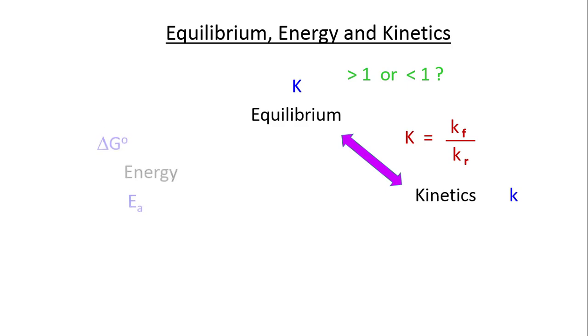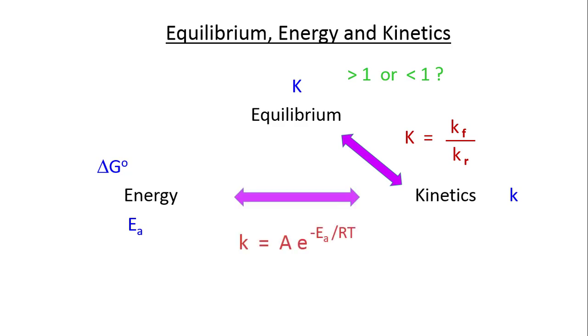There are two energy quantities of interest, delta G0 and E sub A. E sub A is the activation energy, and it has a bearing on rate constants. Because of the negative sign in the expression, a larger activation energy leads to a smaller rate constant. Delta G0 and big K both tell us about the extensiveness of a reaction, but with delta G0, it is the sign, positive or negative, that tells us about the extensiveness.